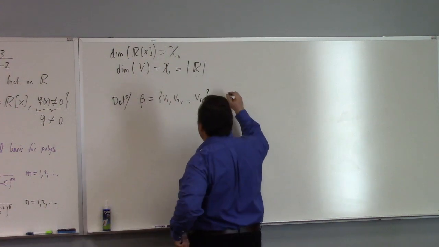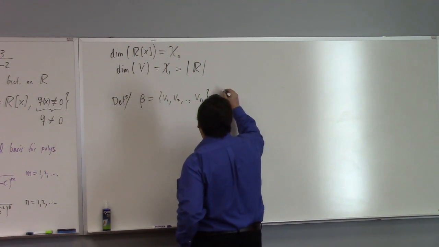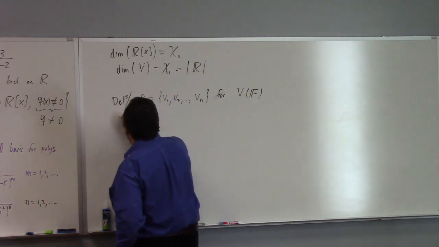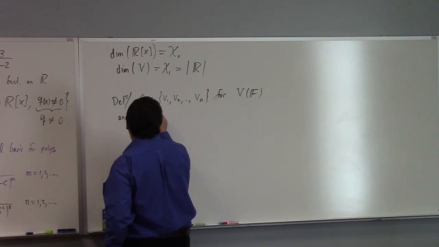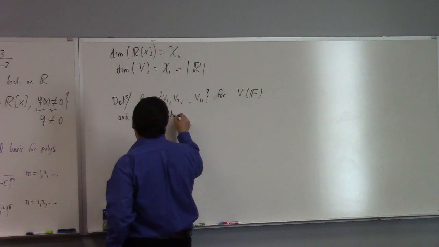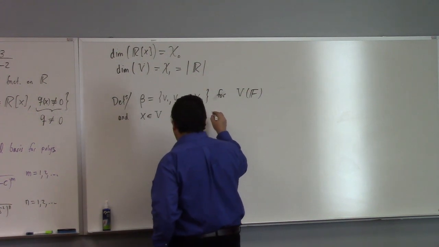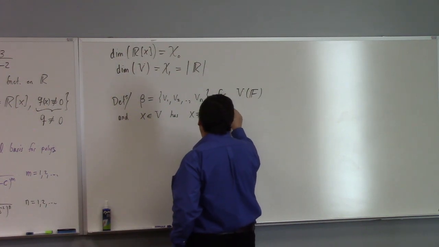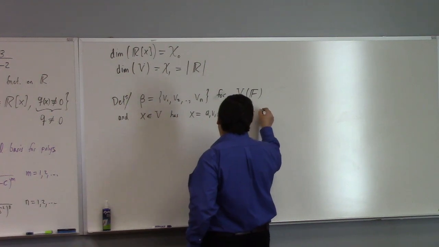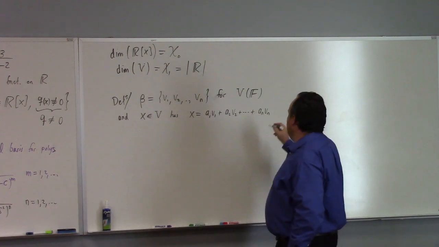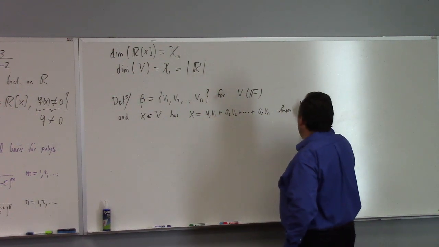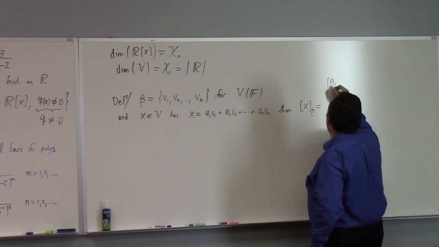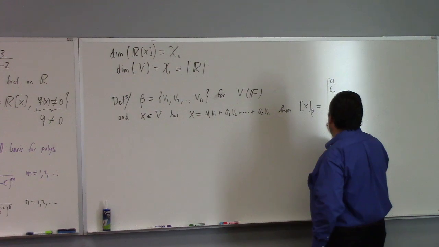So suppose this is our basis beta for V over the field, all right? And x, an element of V, has x equal to, I'll use different letters altogether, a1 v1 plus a2 v2 plus up to an vn, right? Then the coordinate vector of x with respect to the beta basis is equal to (a1, a2, ..., an).